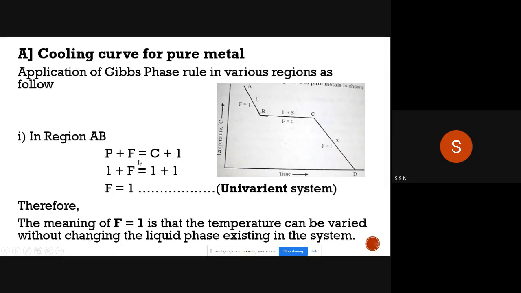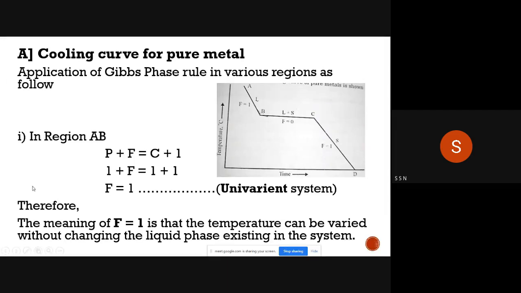F, the degrees of freedom that we have to find out, is equal to C plus 1. C is the component. Pure metal means only one component, that's why 1 plus 1. Therefore F we have got is equal to 1. So that's why the degrees of freedom for this region A to B is 1. Therefore this system is a univariant system. That means only one variable can be varied to get that phase. So the meaning of F is equal to 1 is that the temperature can be varied without changing the liquid phase existing in the system.